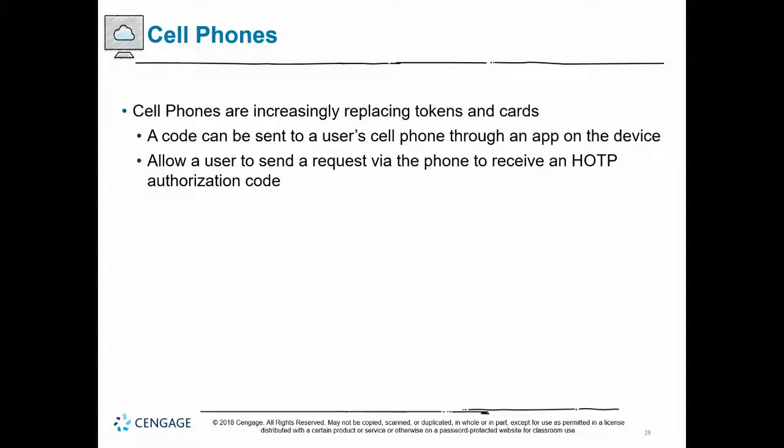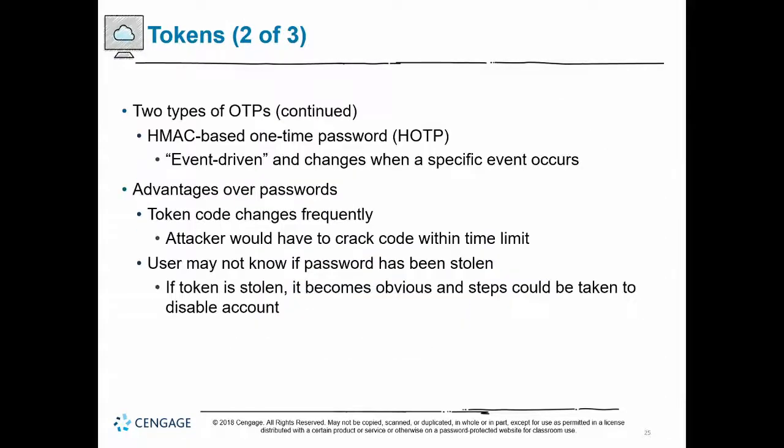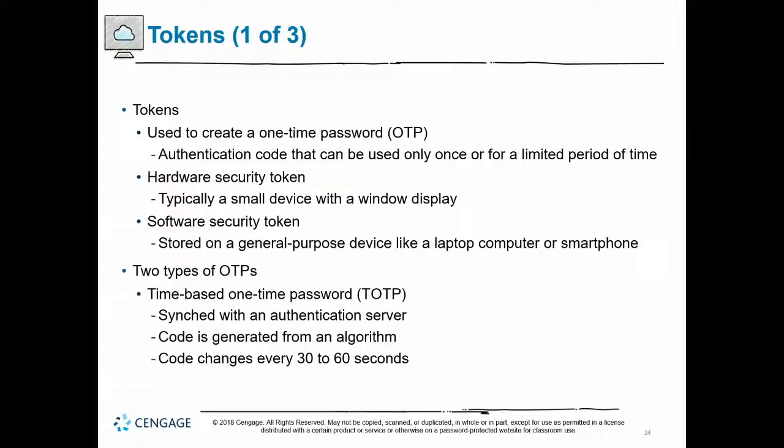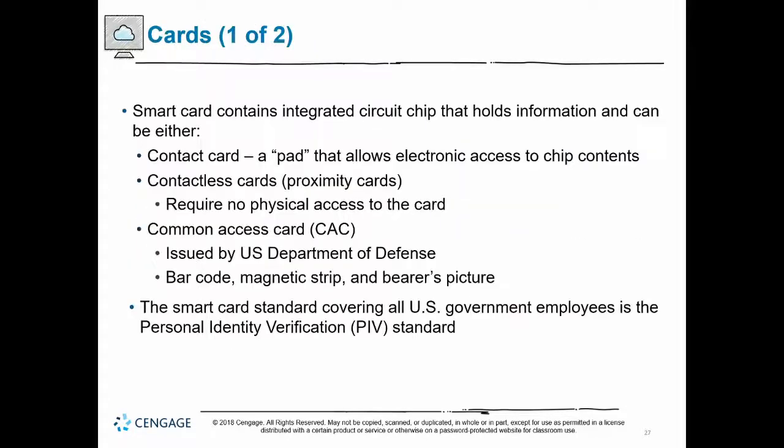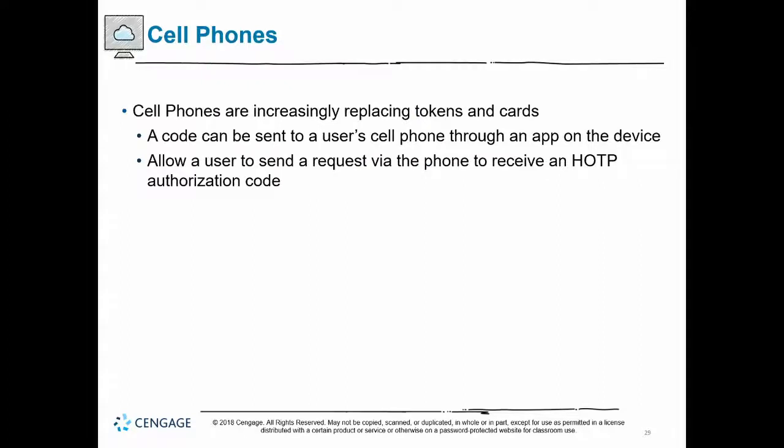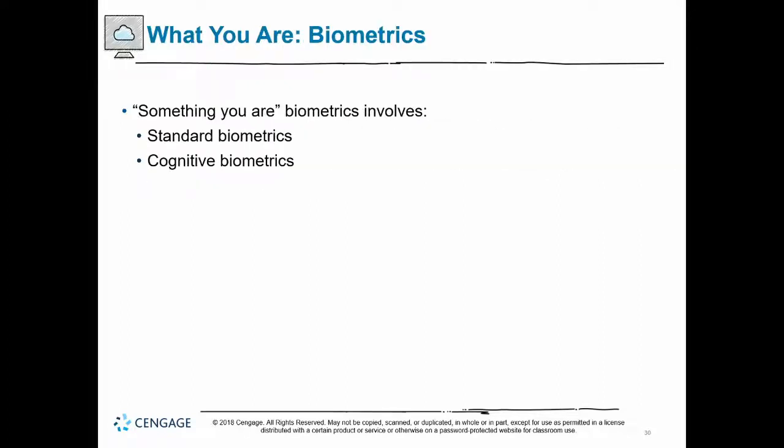So cell phones are increasingly replacing tokens and cards. A code can be sent to users' cell phones through an app or device. So when we talk about one-time passwords up here, we're talking about the software security token. But down here, when we're talking about cell phones, we're talking about people texting you or giving you a call.